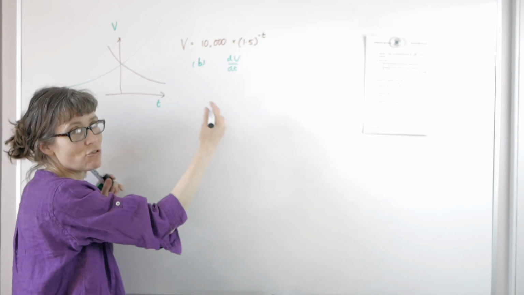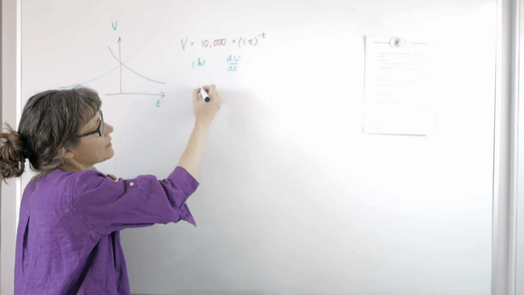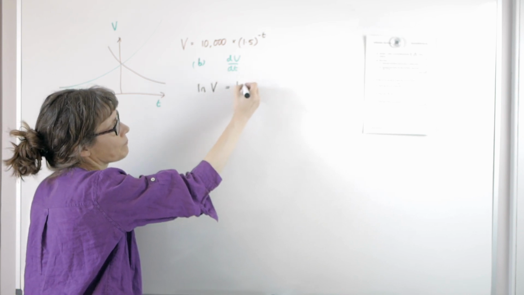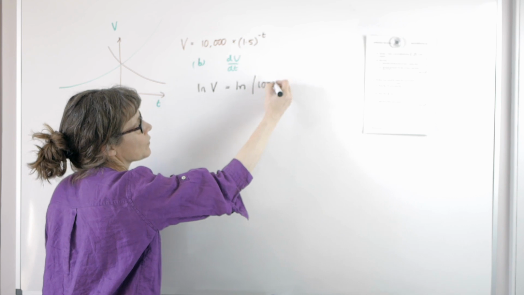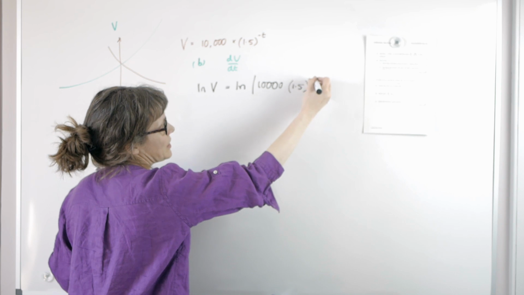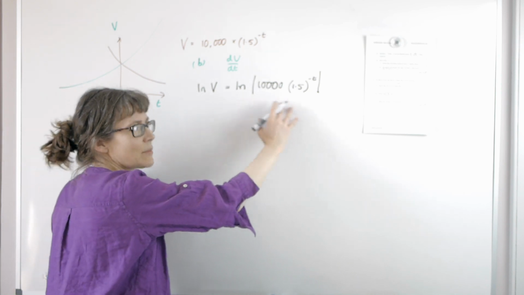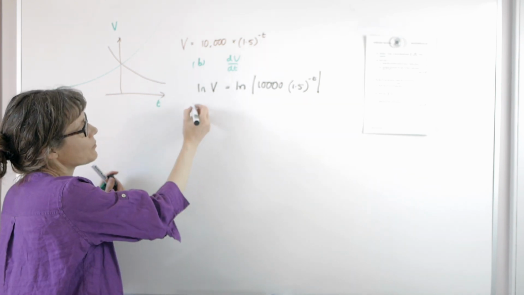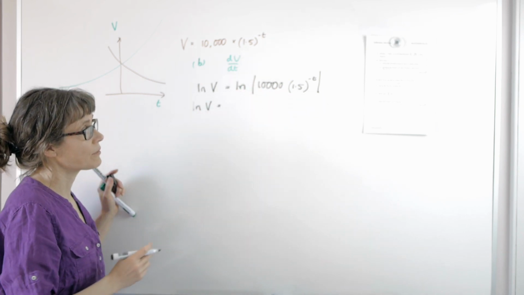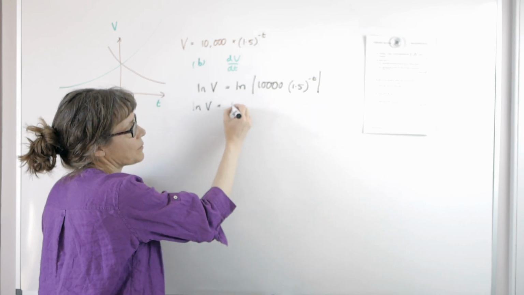So we can introduce the exponential, we can introduce natural logarithms. If we take the logarithm of both sides, ln v equals ln of 10,000 times 1.5 to the minus t. This is a trick to take this apart and make it into something more friendly. So if we completely take this apart, we need a couple of log rules here. We can separate the 10,000 and this bit.